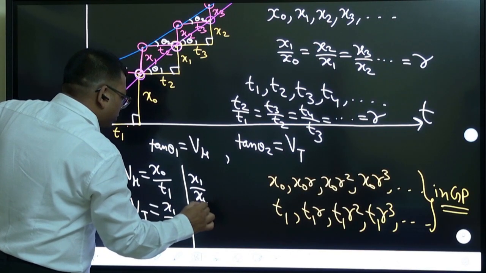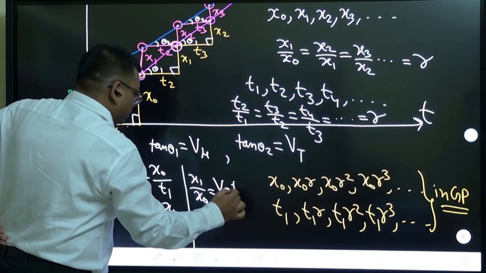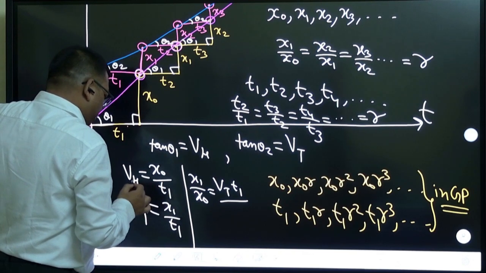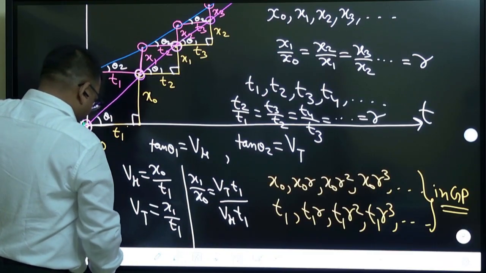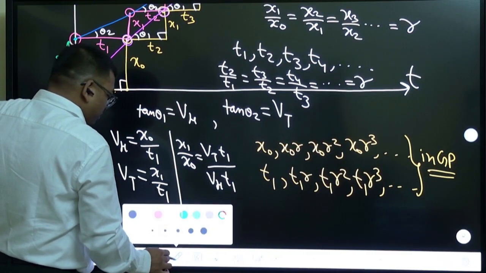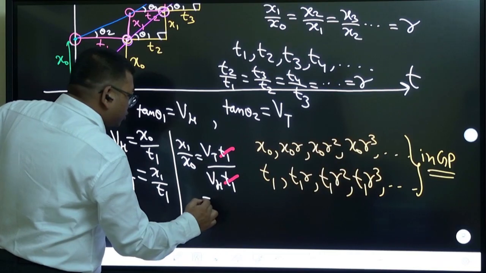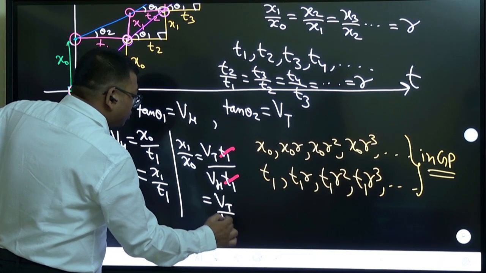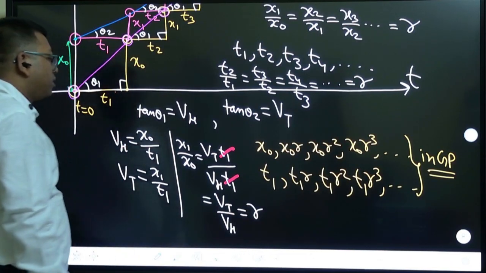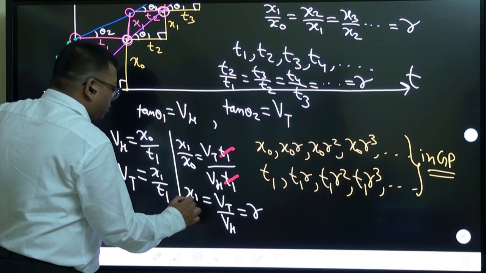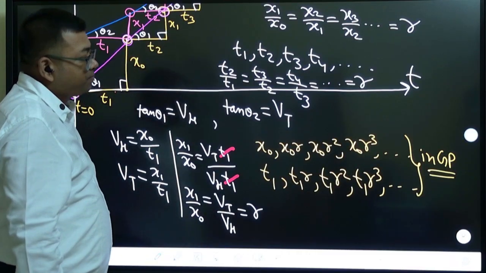So let us calculate x1 by x0 ratio. What is x1 from here? x1 is Vt into T1. And x naught is Vh into T1. So you see T1 gets cancelled, and what you get is this ratio is Vt by Vh. And this is what we are calling r, the next term by previous term. That is what we have to know.